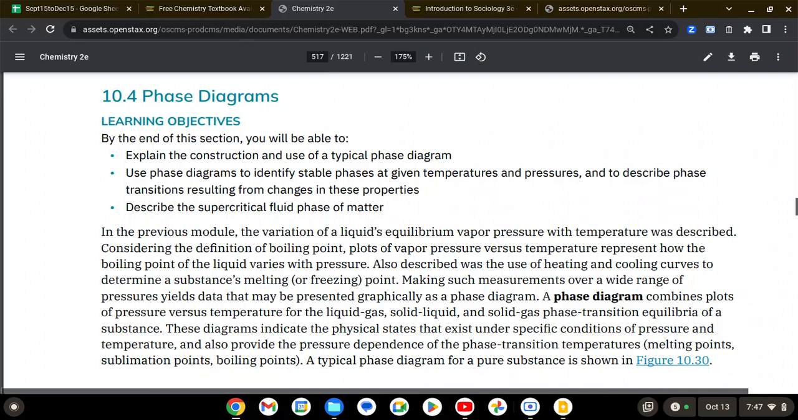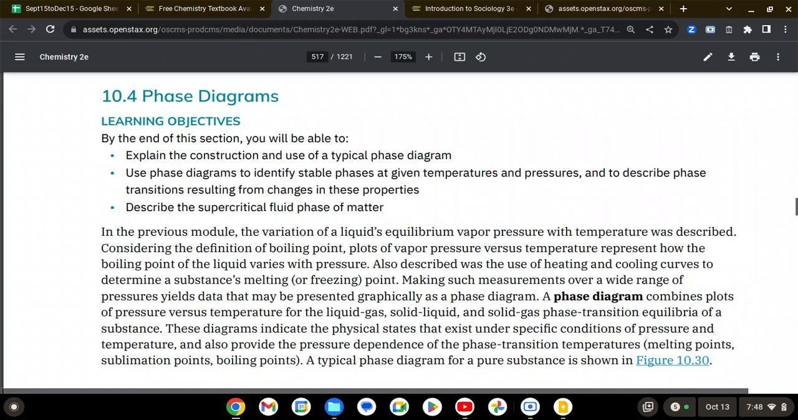10.4, phase diagrams. By the end of this section, you will be able to explain the construction and use of a typical phase diagram, use phase diagrams to identify stable phases at given temperatures and pressures, and to describe phase transitions resulting from changes in these properties. Describe the supercritical fluid phase of matter.